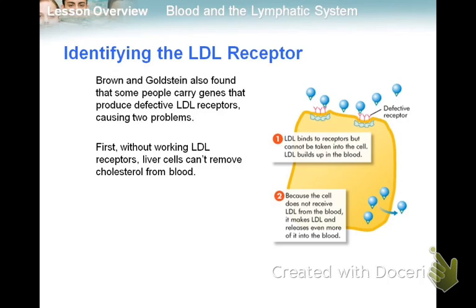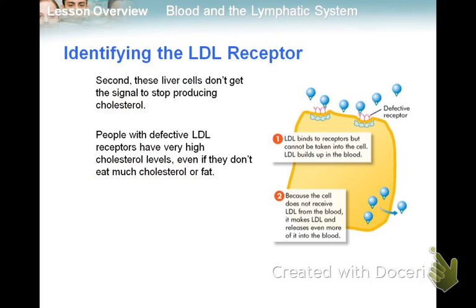These researchers, Brown and Goldstein, also found that some people have a genetic predisposition that affects their LDLs. They can carry genes that produce defective LDL receptors, and that causes two problems. Without working LDL receptors, liver cells can't remove the cholesterol from the blood. The second problem is the liver cells don't get the signal to stop producing cholesterol. So people with defective LDL receptors have very high cholesterol levels even if they don't eat much cholesterol or fat.